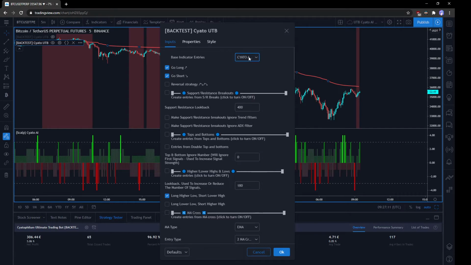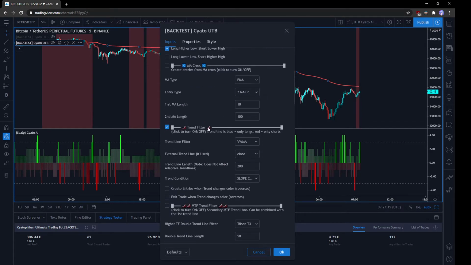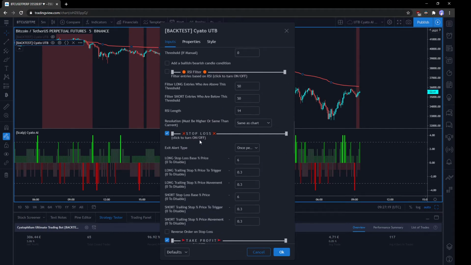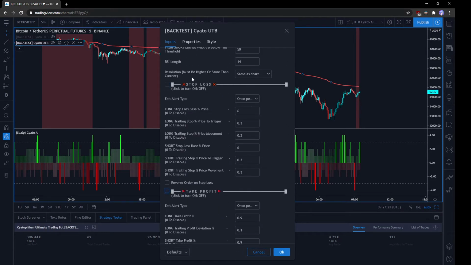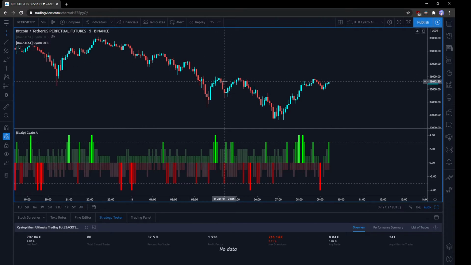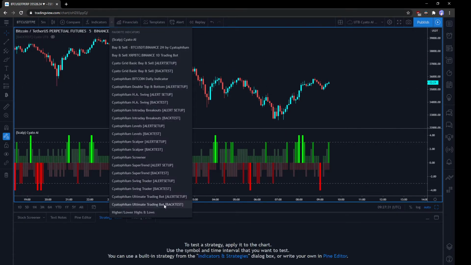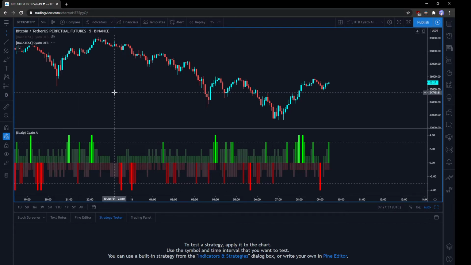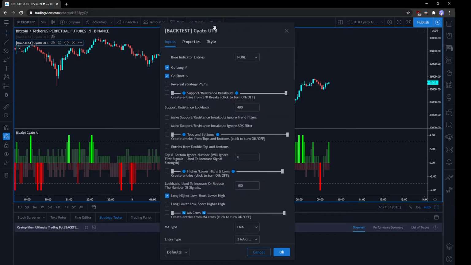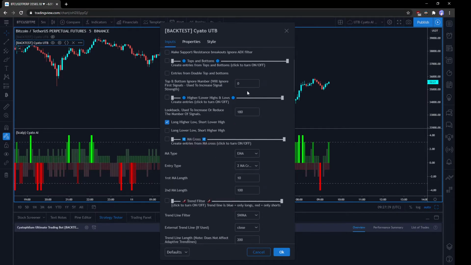select the Seattle AI version 2 as base indicator, and I turn off every filter and every stop loss and take profit, you will see if it works, because I need to add it once again on the chart to get the update. Right, so now it should work.